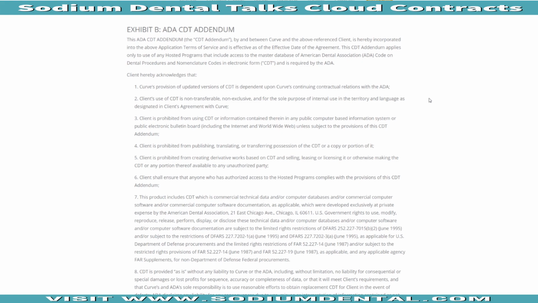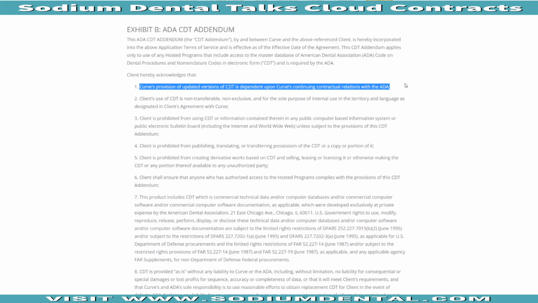And in this particular practice management contract, I noticed a little addendum they added onto their contract. I don't know how long ago, I don't know if this has always been here or not. The last time I read through this particular contract was a couple years back. Right here, it says you acknowledge that this company's ability to provide you with updated versions of the CDT codes is dependent upon their ability to maintain a contractual relationship with the ADA.